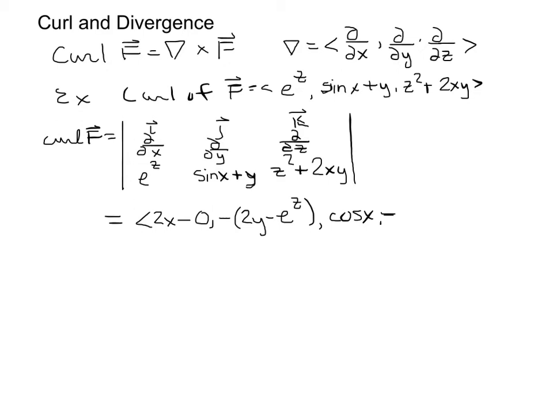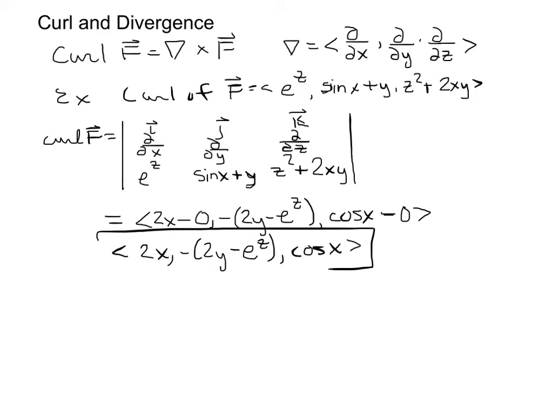Minus, so that's just a minus. There's no comma in there. So minus the partial with respect to y of e to the z. There's no y's in there. That's 0. And so our curl would be 2x, negative 2y minus e to the z cosine of x, and that's it. That would be our curl.